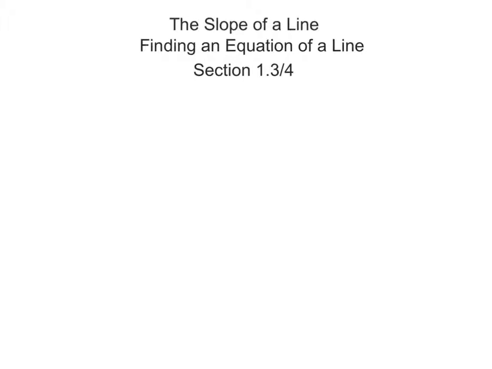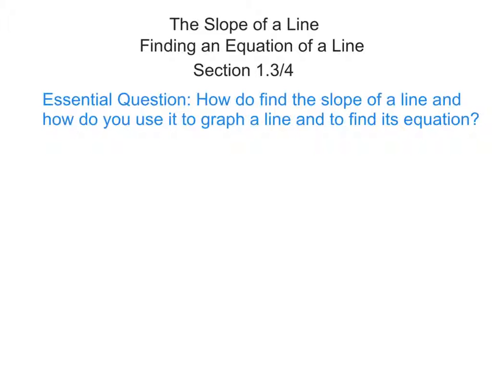This lesson is going to be on the slope of a line and finding an equation of a line. The essential question is, how do you find the slope of a line and how do you use it to graph a line and to find its equation? Slope can often be defined as steepness, okay? So if we're talking the slope of a line, we're talking how steep is this line? Is it flat? Is it steep? Or somewhere in between?